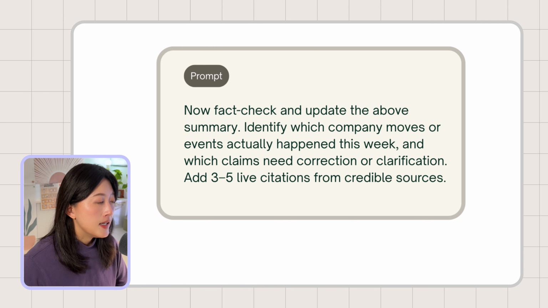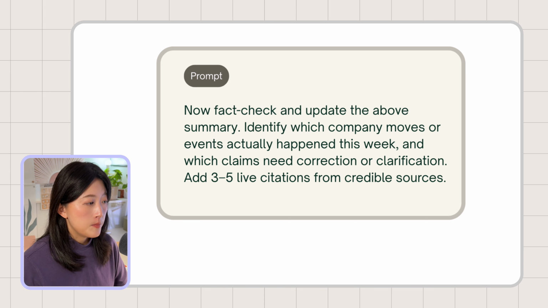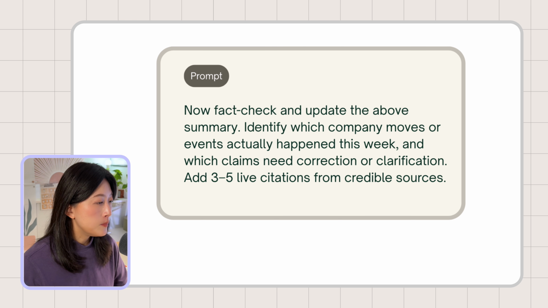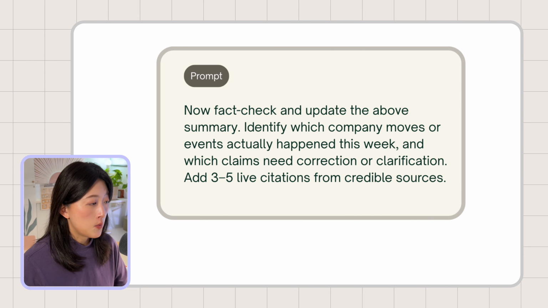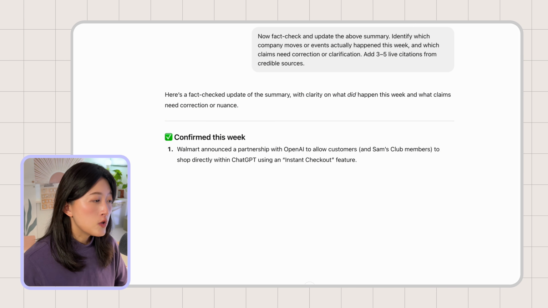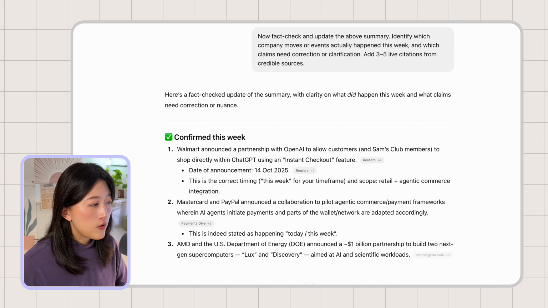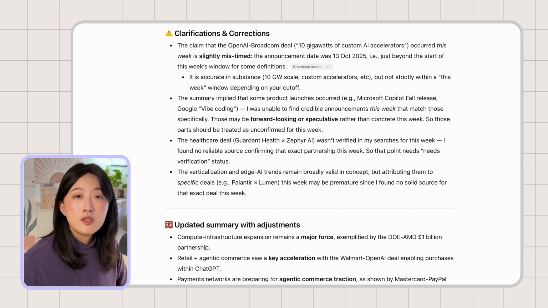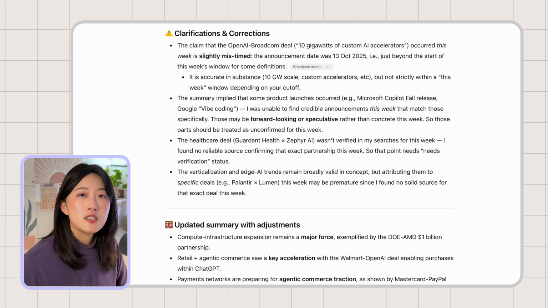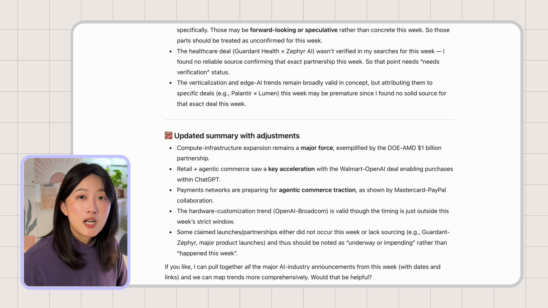I ask AI, now fact-check and update the above summary. Identify which company moves or events actually happened this week, and which claims need correction or clarification. Add 3 to 5 live citations from credible sources. And you'll see the answer focuses on what's correct, what needs clarifying, what's outdated, live citations, and an updated summary. This is exactly what we want, an audit of the detailed answer we got from the default chat.